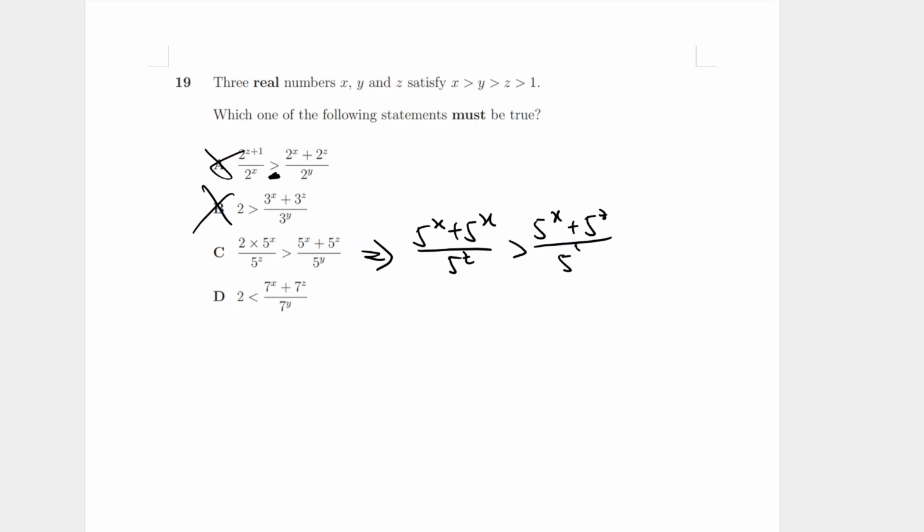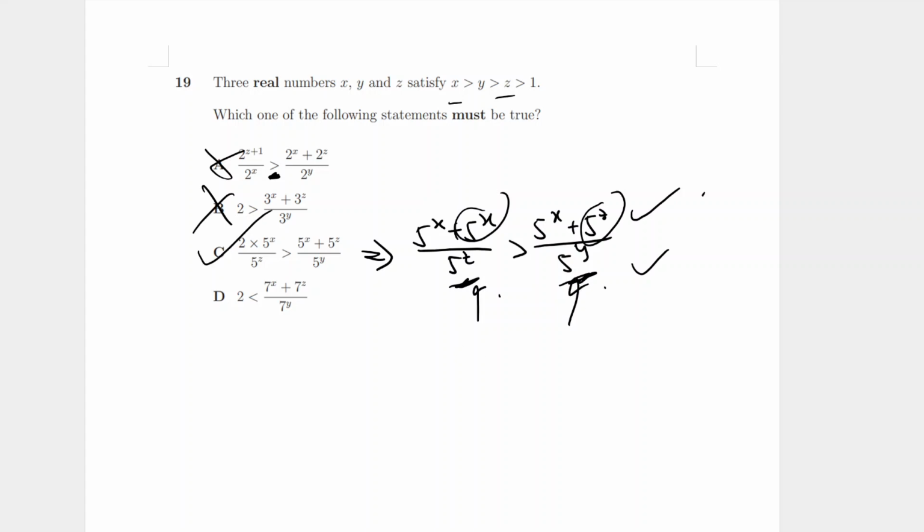Okay, why is this true? So let's look at the top. Well, x is greater than z. That means that 5 to the x is greater than 5 to the z. Okay, that's fine. Numerator, check. Denominator, 5 to the z is always smaller than 5 to the y. And we know that all of these are positive, right? 5 to the something is always positive. Fine. So this is also okay. The denominator is also good, right? Because 5 to the z is smaller than 5 to the y. Okay, so C is correct.